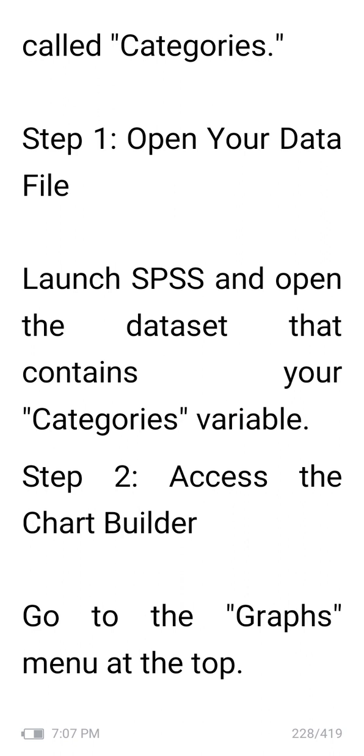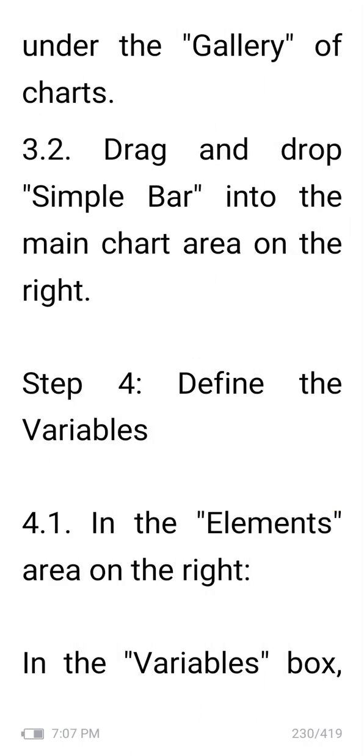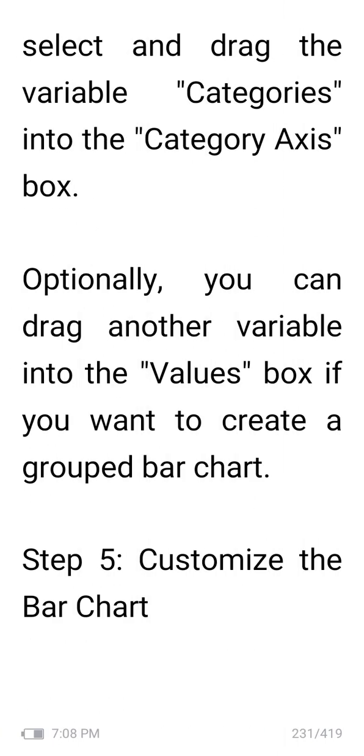Access the chart builder. Go to the Graphs menu at the top, select chart builder from the drop-down menu, choose bar chart. In the chart builder dialog box on the left side, you will see different types of charts. Select bar under the gallery of charts. Drag and drop simple bar into the main chart area on the right. Define the variables in the elements area on the right. Select and drag the variable categories into the category axis box.